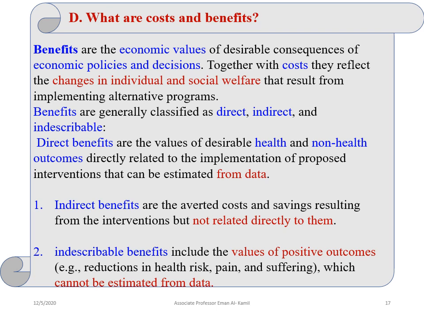Direct benefits are the value of desirable health and non-health outcomes directly related to the implementation of a proposed intervention and can be estimated from data. From the available information we can see the direct benefits that come out of the program which we are going to implement. So the indirect benefits are the averted costs and savings resulting from the interventions but not related directly to them.